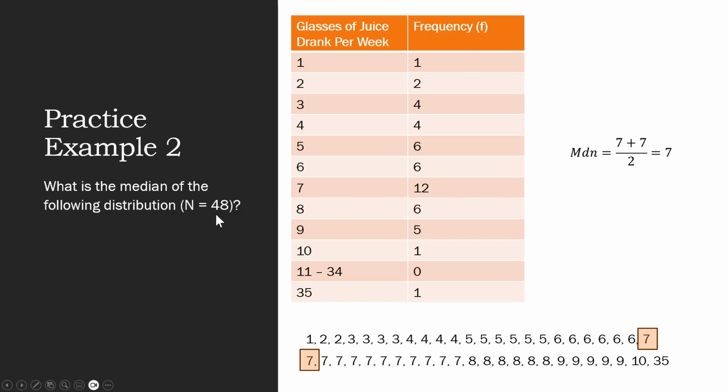Now, if this was 47, I would just take the middle number, and that would be my median. But I have an even number.